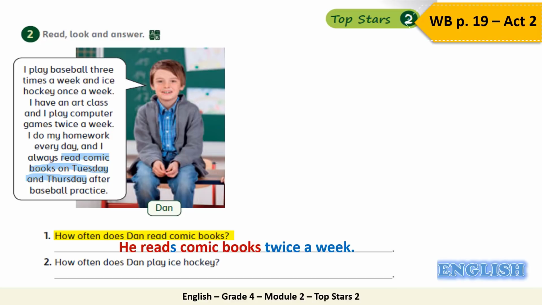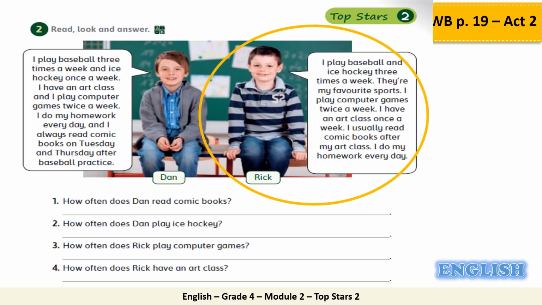Welcome back. Number 2. How often does Danny play ice hockey? Let's have a look at the text. I play ice hockey once a week. So the answer will be: he plays ice hockey once a week. Good job. Continue question 3 and 4 by yourself. These 2 questions are about Rick. Read the paragraph and answer it.